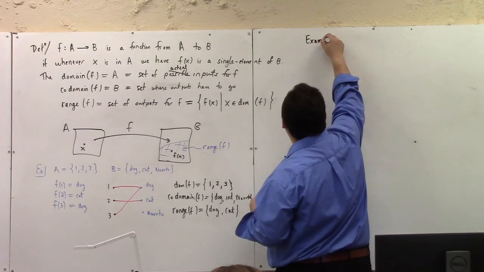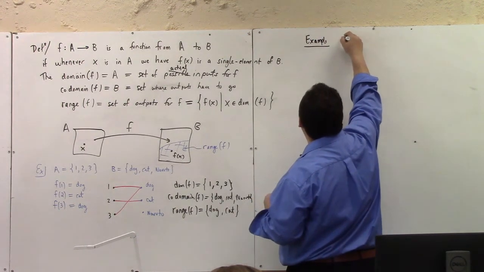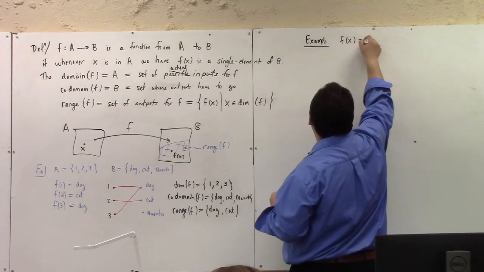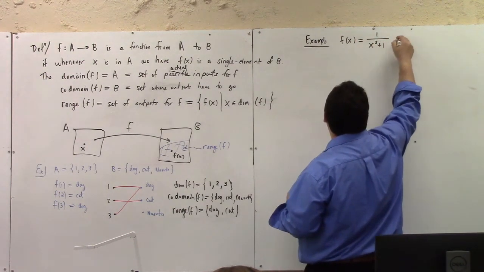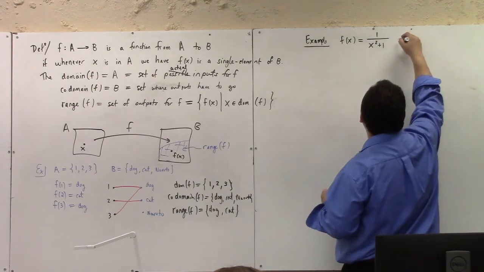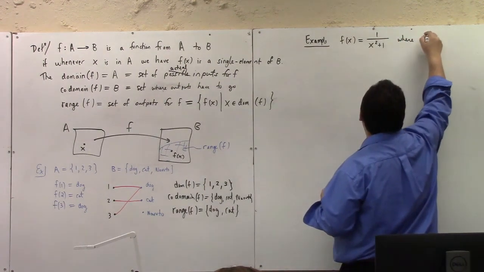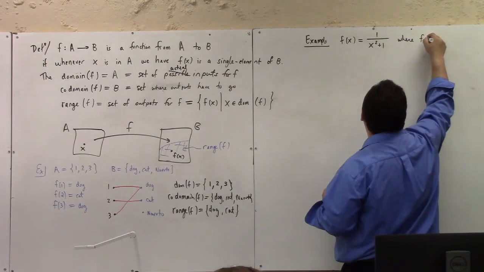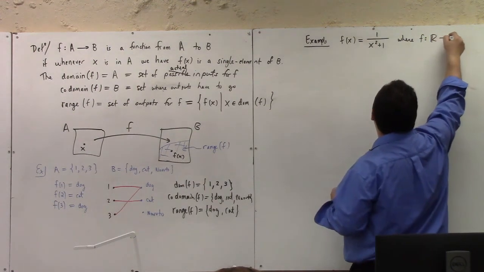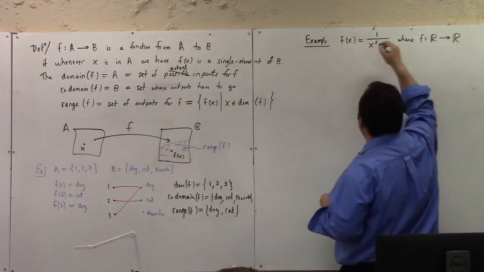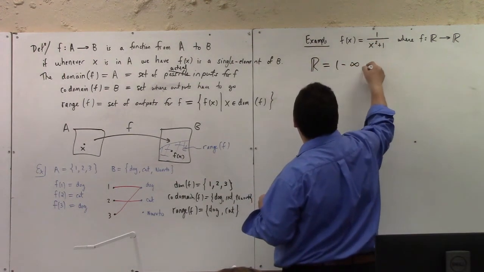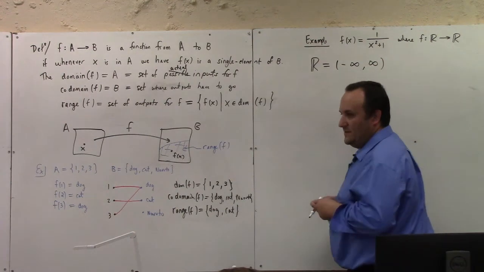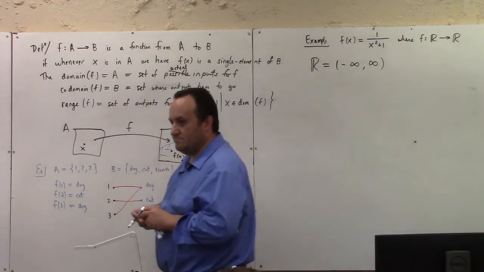How about this? Suppose we have f of x equal to 1 over x squared plus 1, where f is a mapping from the reals to the reals. So you guys know that when I write this, I mean minus infinity to infinity, right? That's the whole real numbers.